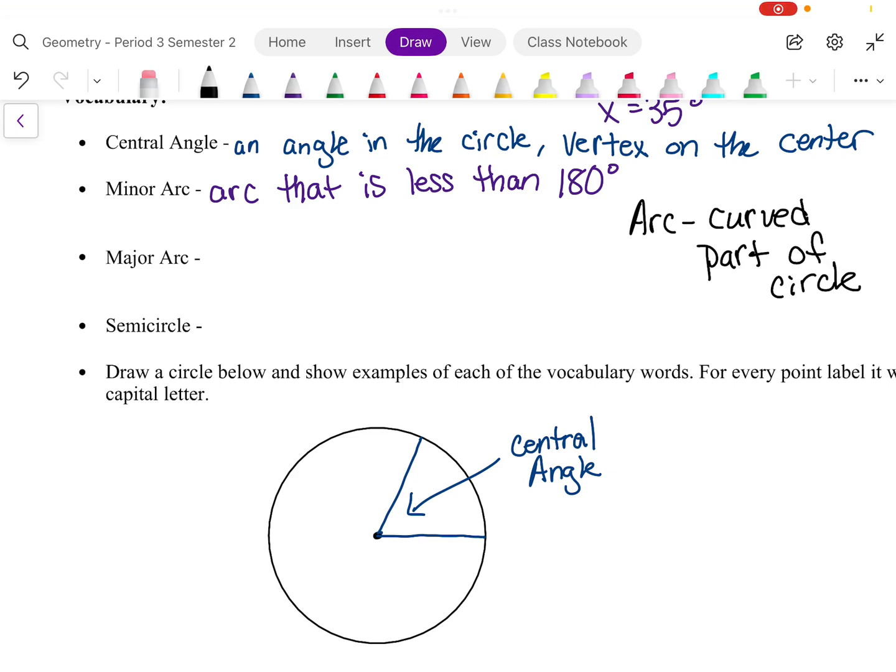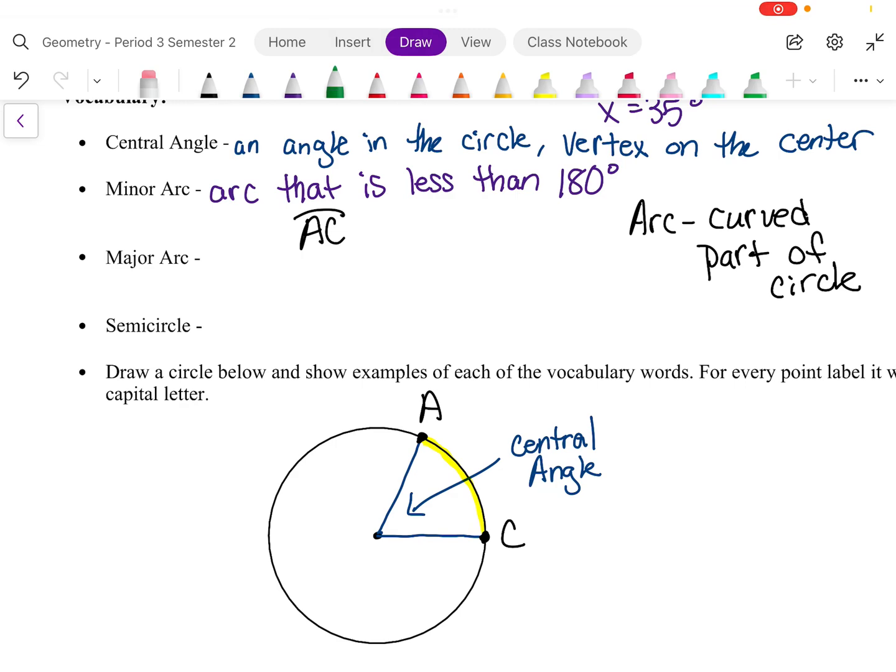So for example, if we labeled these 2 points A and C here, this would be an example of a minor arc going in between AC. And the way that we would label this is arc AC. So a minor arc is always labeled with 2 points with a little curve above it.